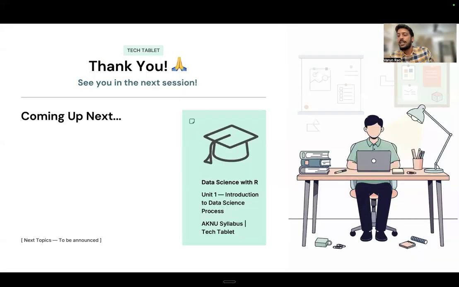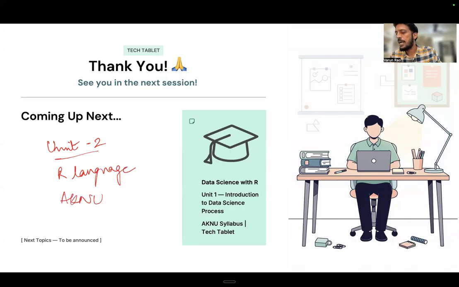Going forward, in the next video, we would be looking at unit 2 of your R language as per the AKNU syllabus. Okay. And in unit 2, as I said, we would be splitting it into 2 parts, right? The first part would be covering 50% of your syllabus. The second part would be covering another 50% of your syllabus in unit 2. And from unit 2, you have a lot of practical as well that slowly comes into picture. So we would be focusing on those.